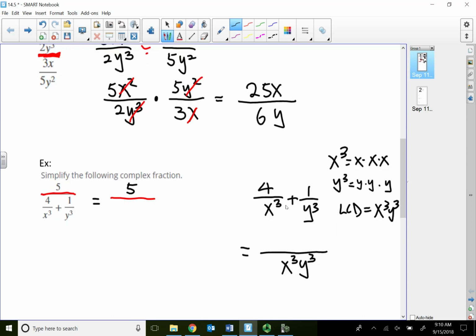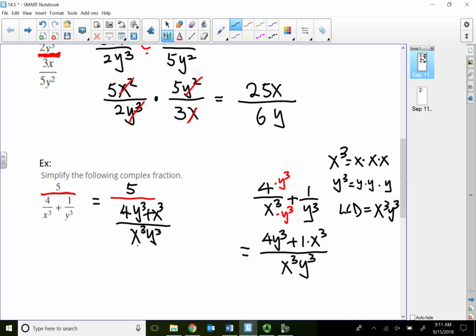Now x to the third goes into x to the third, y to the third, so we have to multiply by y to the third. What does the LCD have that my first denominator does not have? It is missing the y to the third. So we take that y to the third times my numerator, which is 4y to the third, plus what the LCD has that my second denominator does not have. My second denominator is missing x to the third, so we take that times the 1. So my numerator is simply 4y to the third plus x to the third over the LCD, x to the third y to the third.